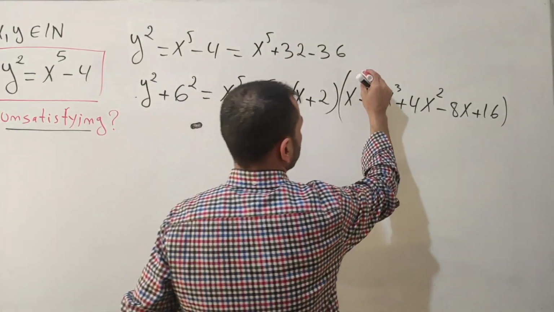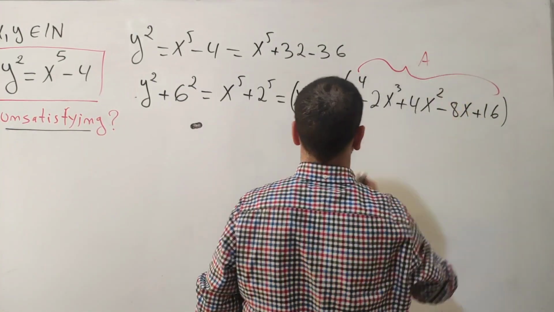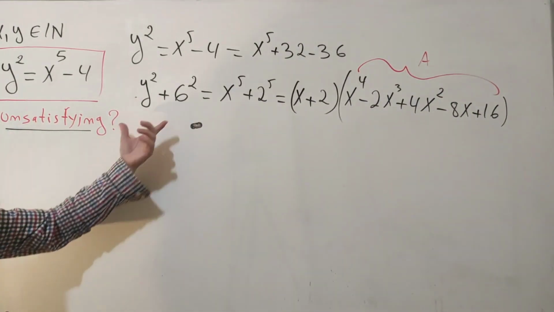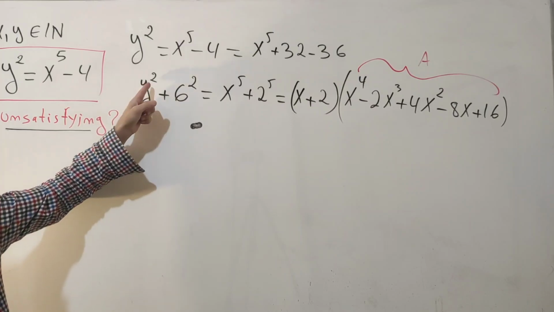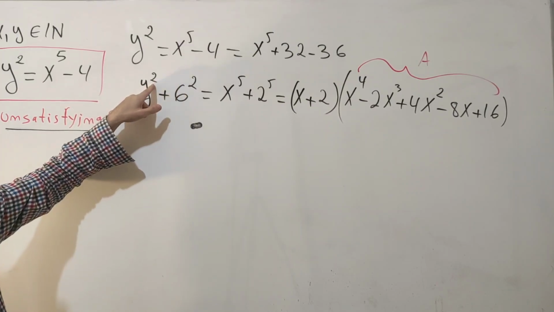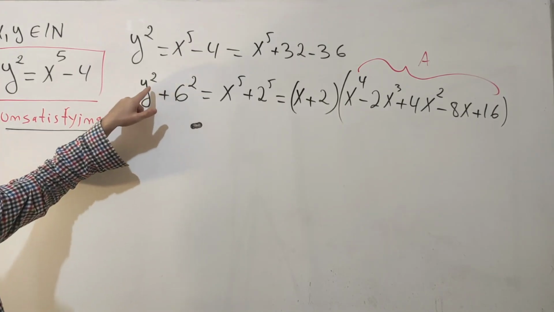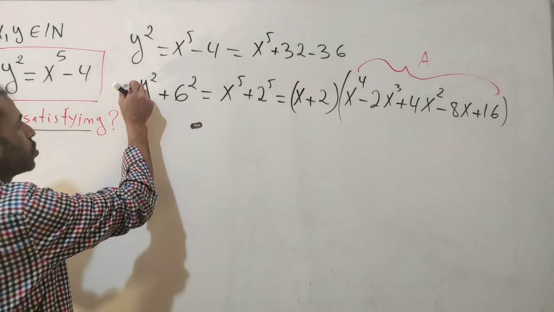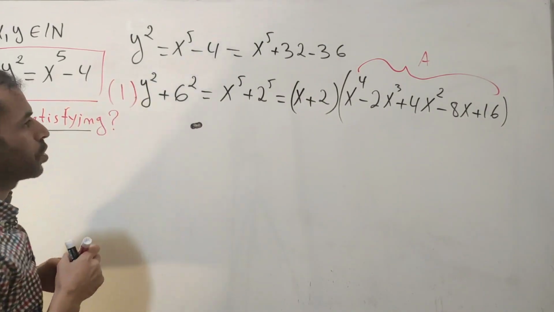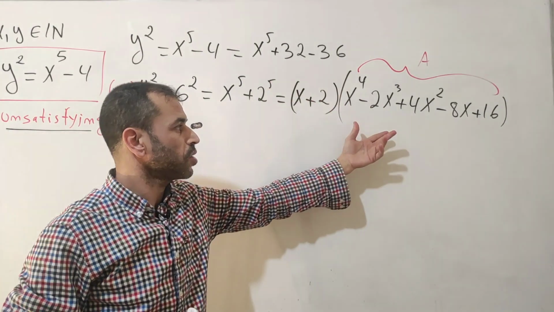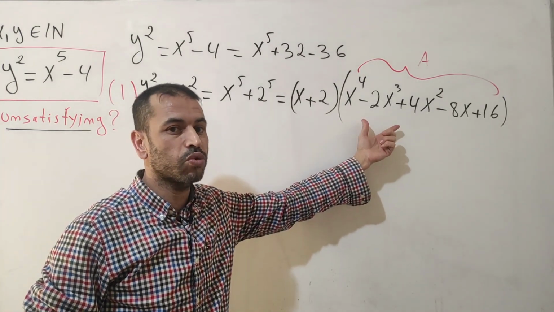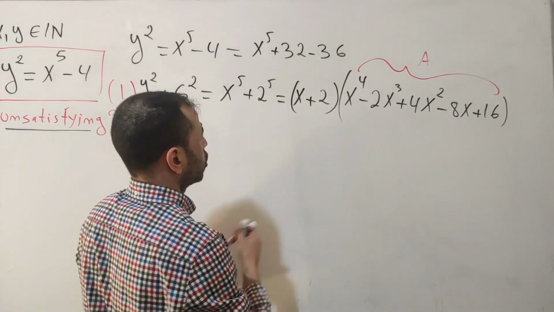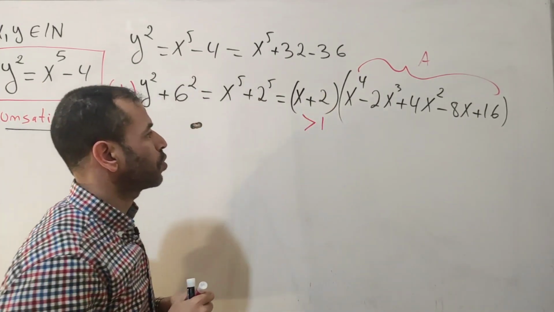Let's name this second factor capital A. Now if you take a look at the left hand side of this equation, we have a plus sign but the exponent is even, so you cannot factor this in integer numbers. That means it can only be multiplied by 1, so the other factor on the right hand side of the product would have to take the value 1. But this one is strictly superior to 1.